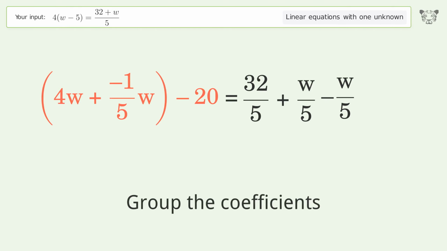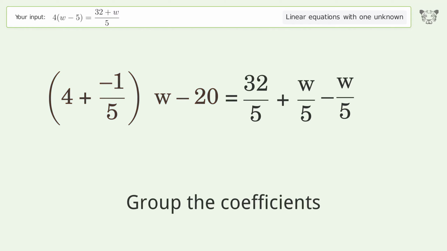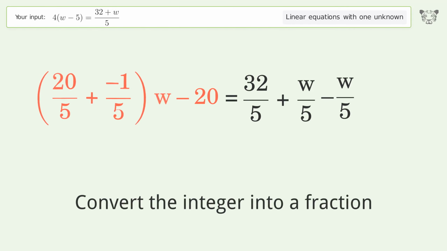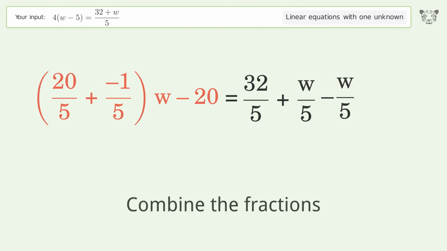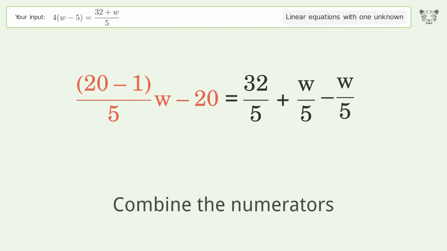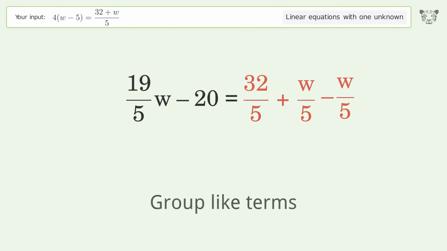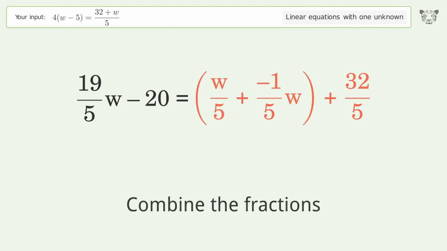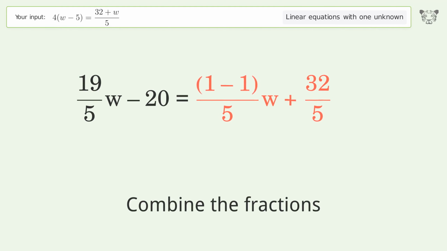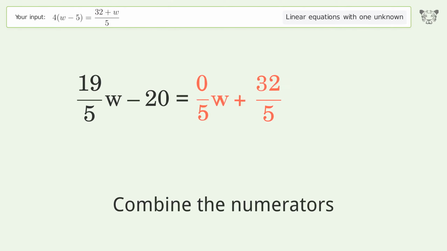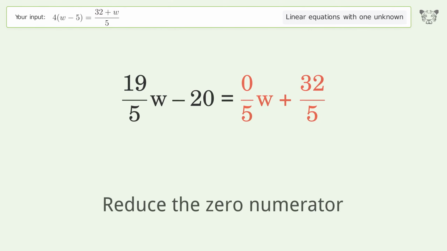Group the coefficients. Convert the integer into a fraction. Combine the fractions. Combine the numerators. Group like terms. Combine the fractions. Combine the numerators. Reduce the zero numerator.